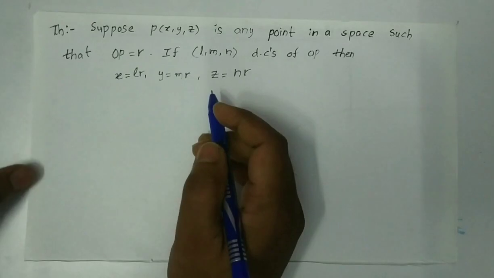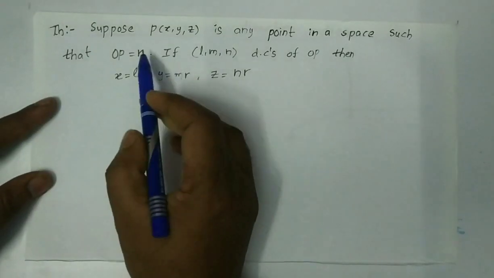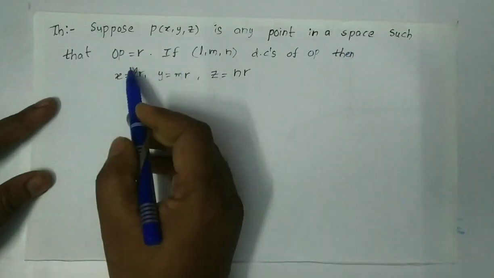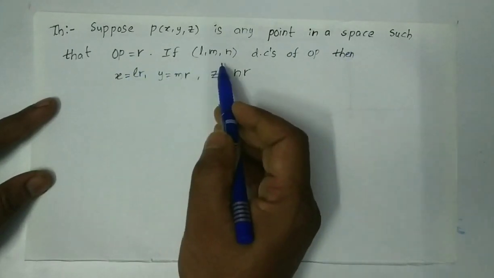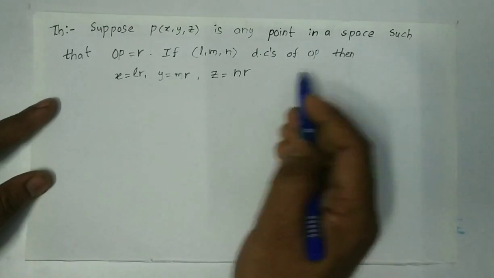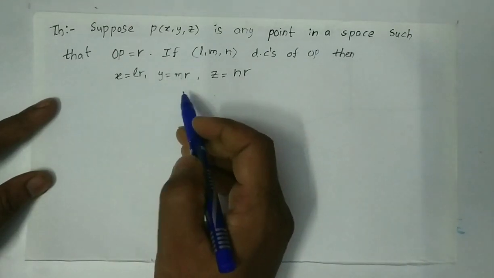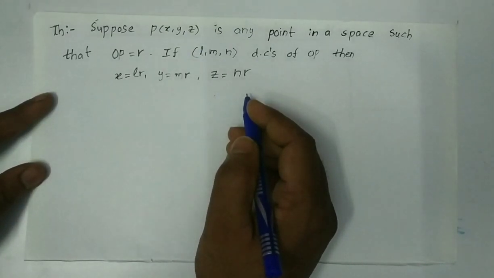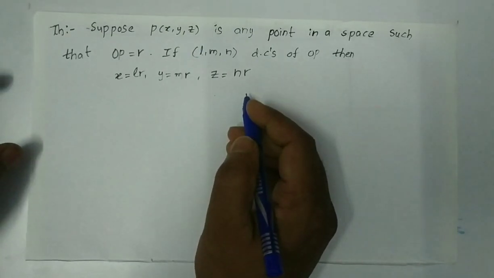So the statement of this theorem is: suppose P(x, y, z) is any point in space such that OP is equal to r. If l, m, n are the direction cosines of the line OP, then x is equal to lr, y is equal to mr, z is equal to nr. Okay, so now let us prove this theorem.